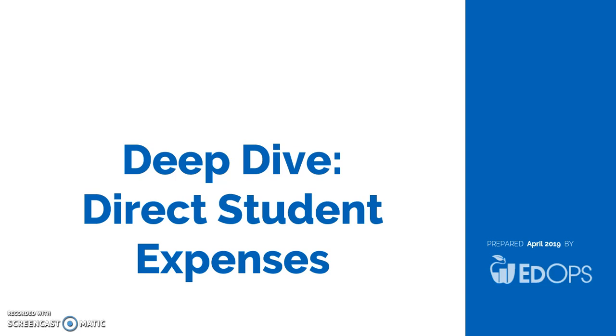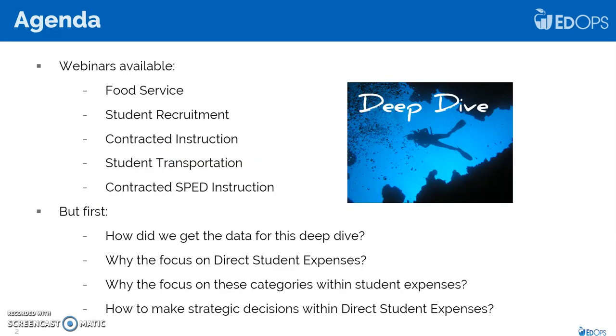The webinars available in this series are on food service fees, student recruitment, contracted instruction, student transportation, and contracted special education instruction. We hope that you will visit all the webinars to learn more about those spending categories. This intro webinar will tell you about how we got the data for these webinars, why we chose to focus on direct student expenses in general, and the particular categories within direct student expenses. Finally, and most importantly, we'll talk about how to make informed, strategic decisions within direct student expenses.